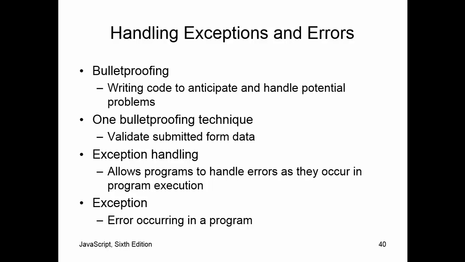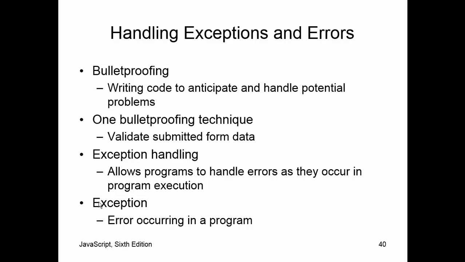All right. This is almost a funny slide because it says bulletproofing. Writing code to anticipate and handle potential problems. There's no way to totally bulletproof any code. It just doesn't work. All right? Okay. There are ways that you can make it easier, though. And you can use exception handling. An exception is an error that occurs in a program. I've talked about this before in other classes, but exceptions are exceptions to the norm. So an exception in programming ease is something abnormal.